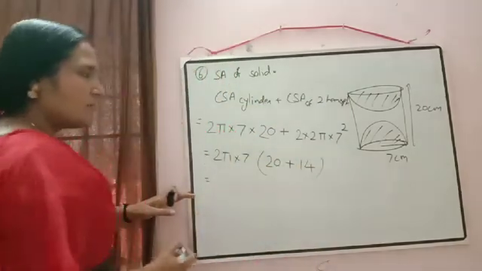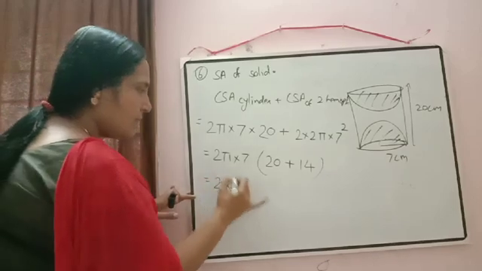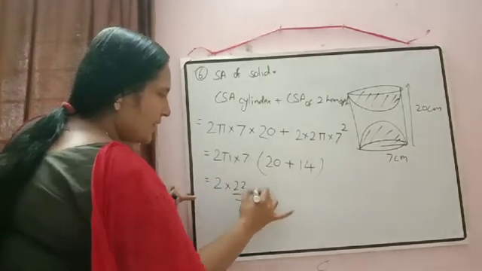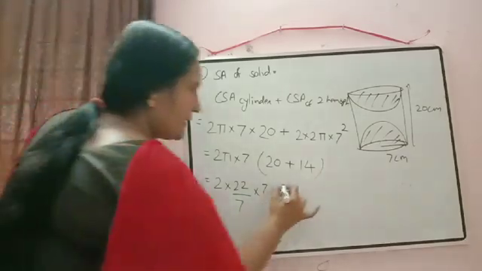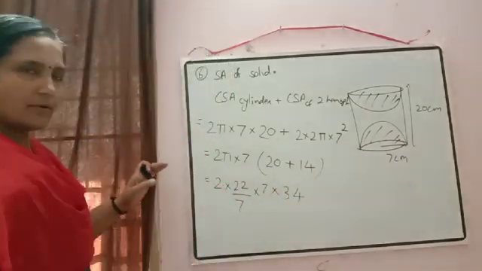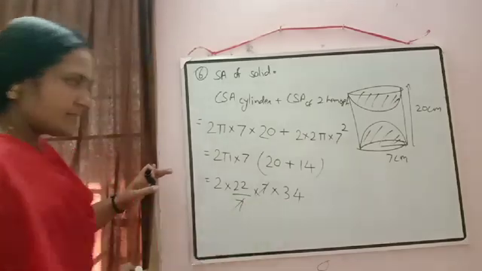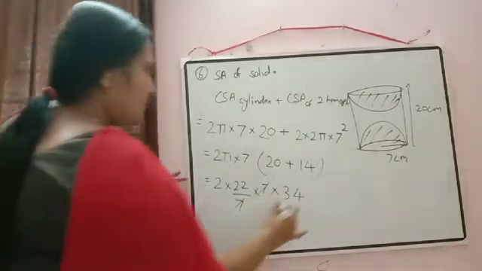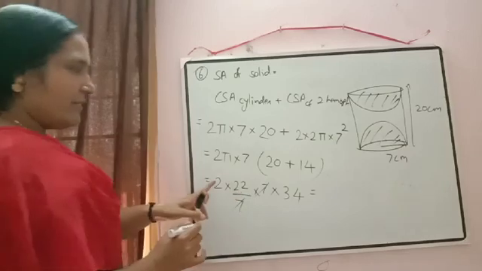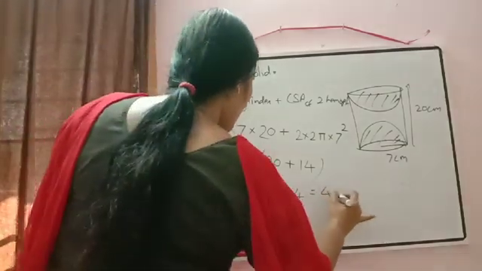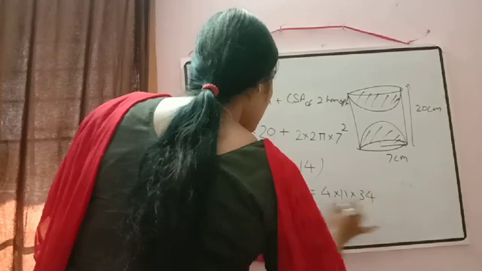Now we can substitute the value there. 2 into, in place of pi, 22 by 7 into 7, into 20 plus 14, that will be equal to 34. 7 and 7 will get cancelled. 2 into 22. Again 22 can be written as 2 into 11. So here it will be equal to 4 into 11 into 34.